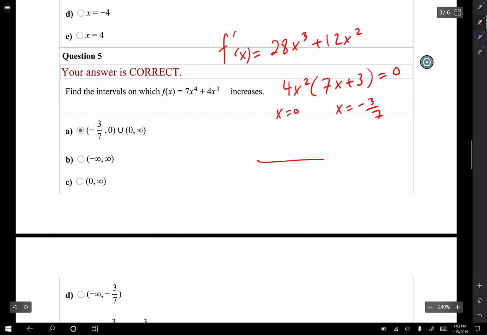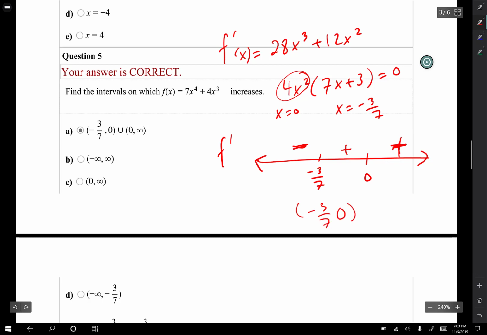So here's my number line. I'm going to call that f prime. And I'm going to go negative 3/7 and 0. If I choose negative 1, this guy's always positive, so don't worry about that guy. Negative 7 plus 3 is a negative, so negative. If I choose like negative 2/7, I'm going to get negative 2 plus 3, which is positive. And if I choose 1, I get another positive. So where am I increasing? I'm increasing between negative 3/7 and 0, and then union 0 to infinity.